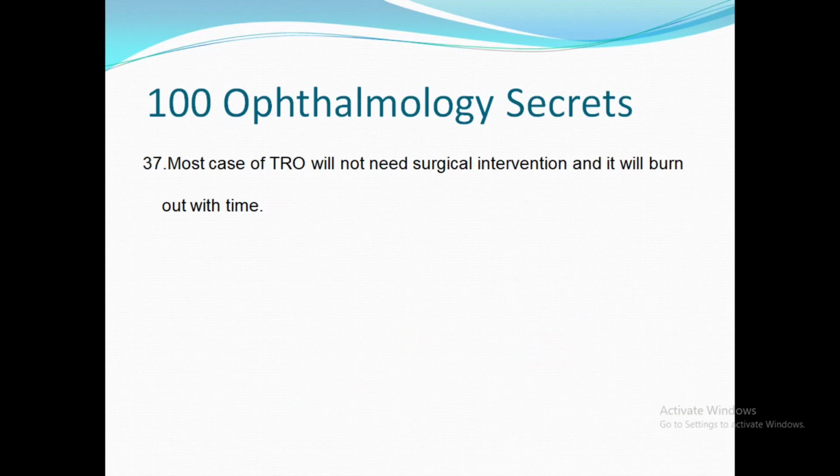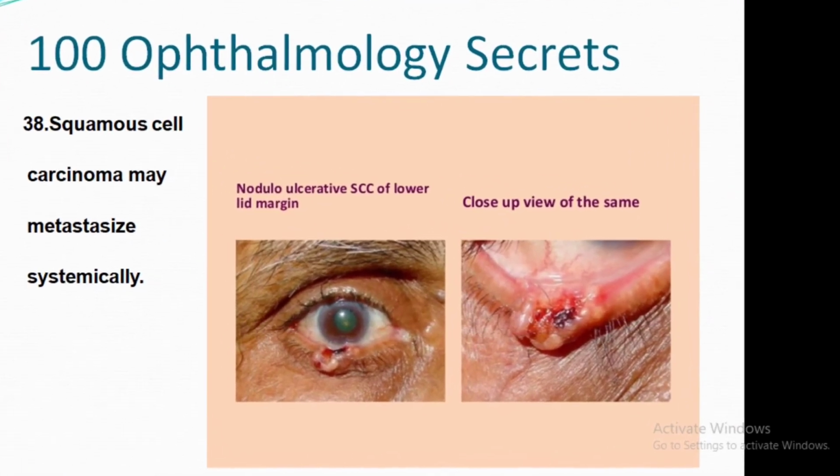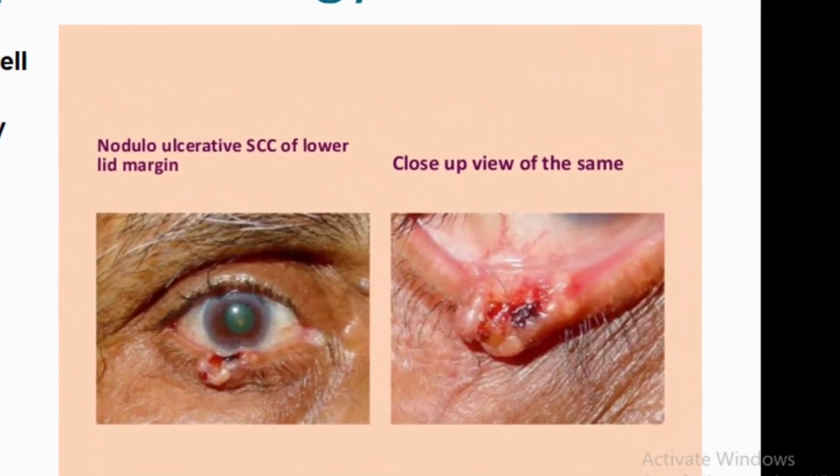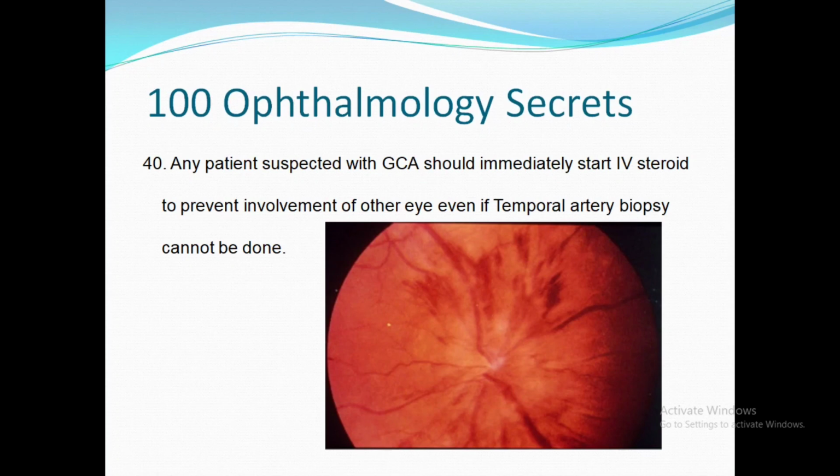Most cases with thyroid-related ophthalmopathy will not need surgical intervention and it will burn out with time. Squamous cell carcinoma may metastasize systemically. Smoking is a controllable risk factor in thyroid eye disease and age-related macular degeneration. Finally, any patient suspected with giant cell arteritis should immediately start intravenous steroid to prevent involvement of the other eye, even if temporal artery biopsy cannot be done.